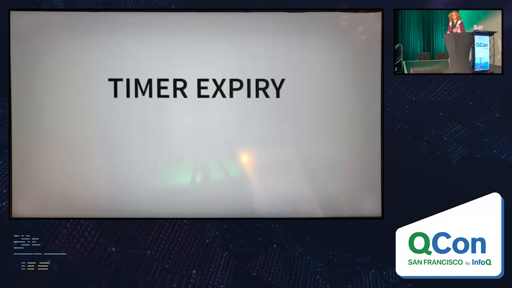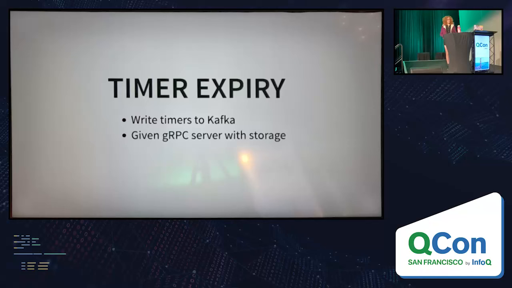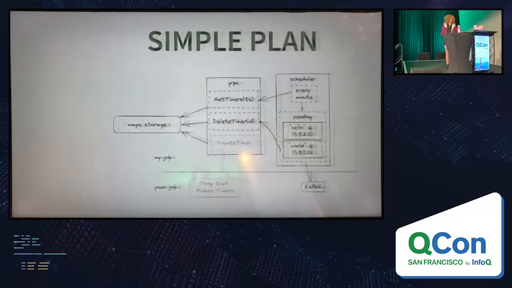I'd first like to talk about the timer expiry process. We know we're going to be writing timers to Kafka. We know there's a gRPC service on the other side that has some kind of storage medium attached to it for these timers. And we want to try to build something that's relatively simple, relatively straightforward for pulling these things out of storage and expiring them to Kafka. So how are we going to do this?